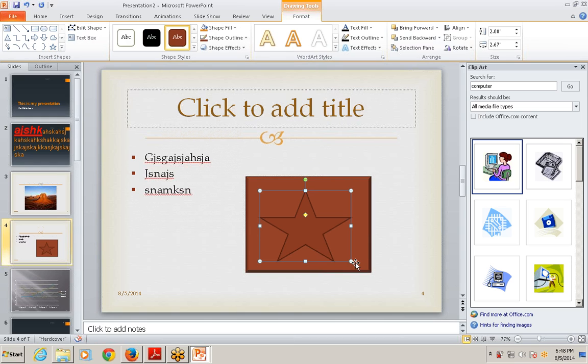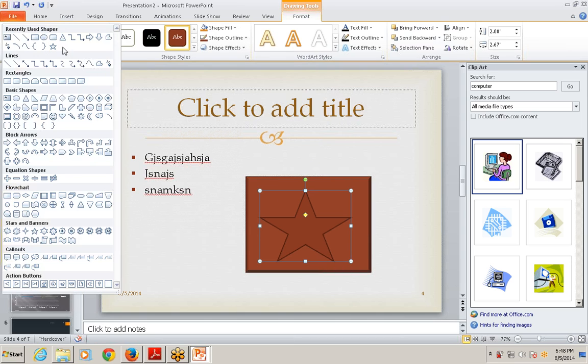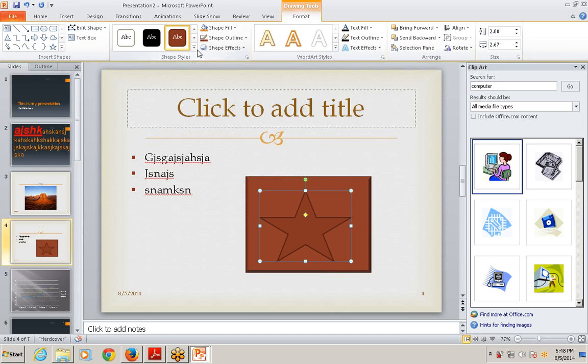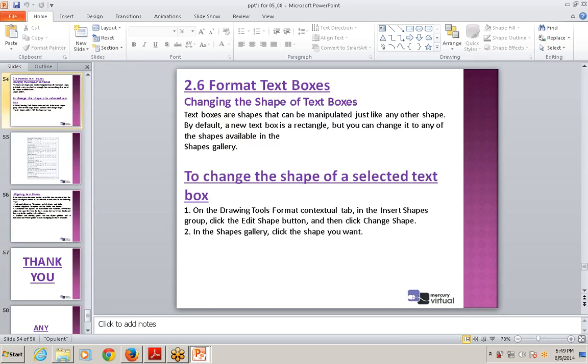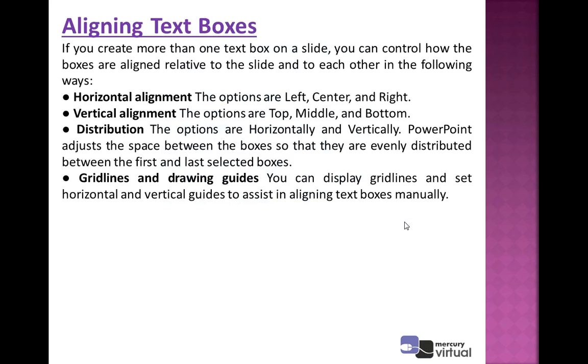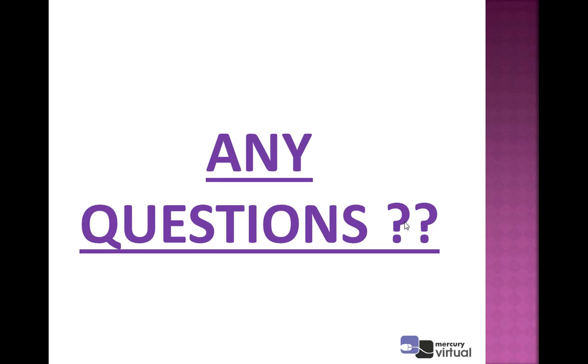If I want to draw a star, I can draw it. I can draw any type of figure. This is how we can draw the star. So this is how we can draw the shapes, how we can draw the images in PowerPoint. These are the shapes available. These are the alignments.